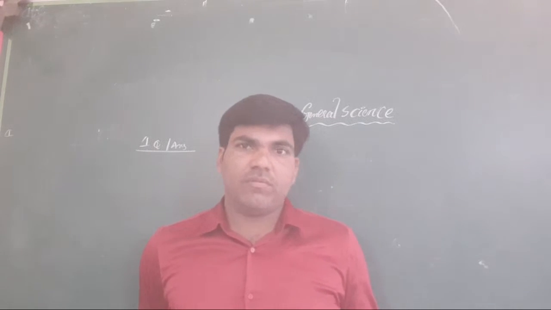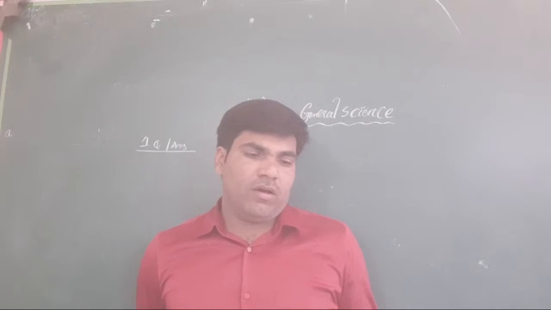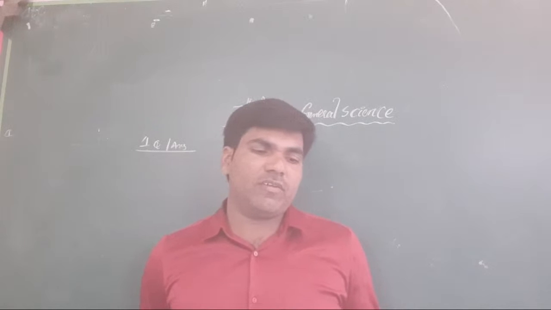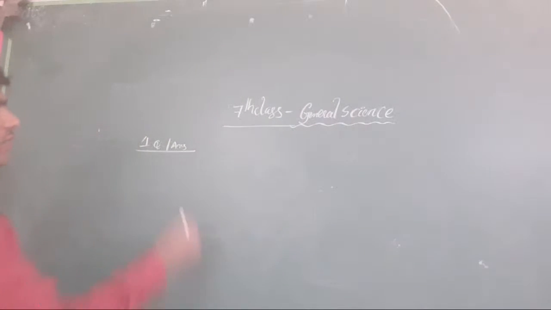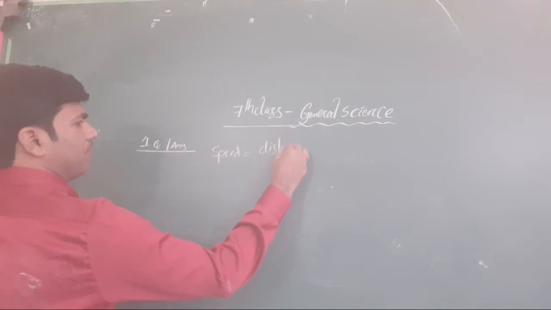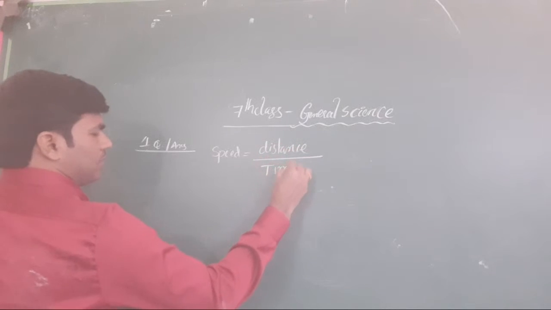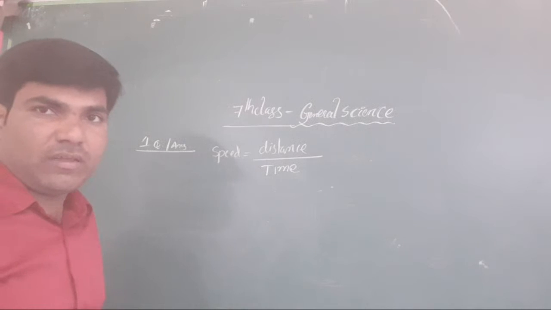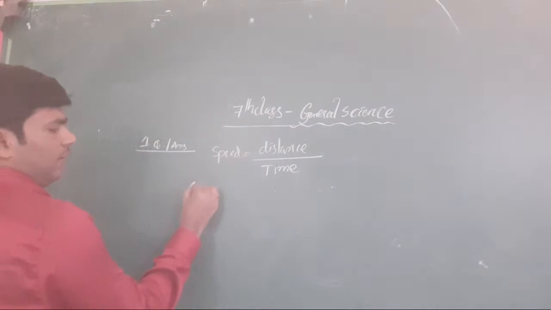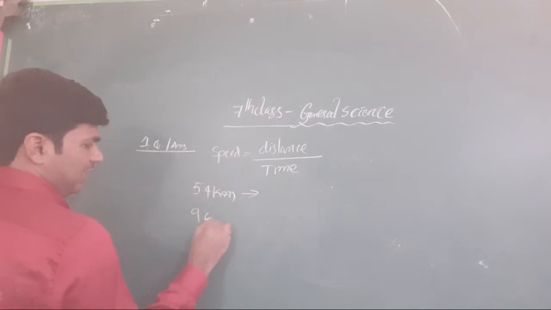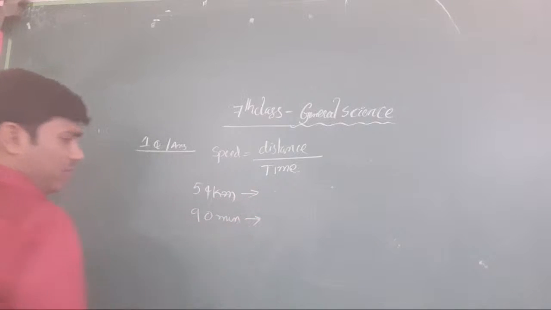Check it here. First question answer: a bus travels 54 kilometers in 90 minutes. The speed of the bus is, okay, now the speed is equal to distance by time. Clear? Distance by time. What is the distance given? What is the time given? But it is given in kilometers and minutes. That's why first you compulsorily convert the kilometers into meters, and the 90 minutes you convert into seconds.